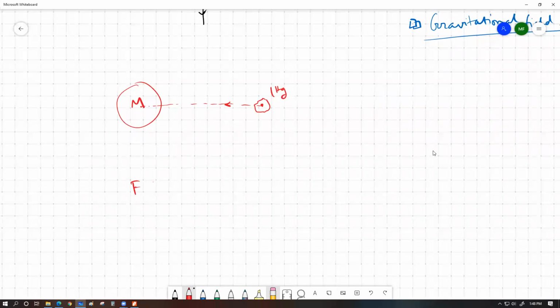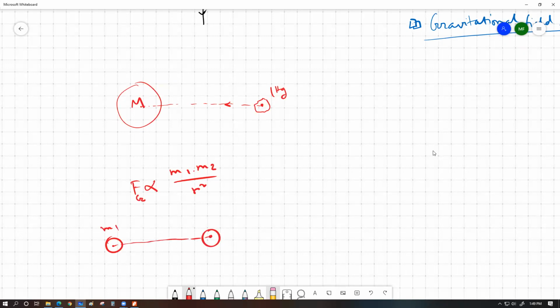Einstein's gravitational law looks like this. Force of gravitation is directly proportional to mass 1 into mass 2 divided by r square, where the two masses are spaced apart by r distance, and the force works along their adjoining line.